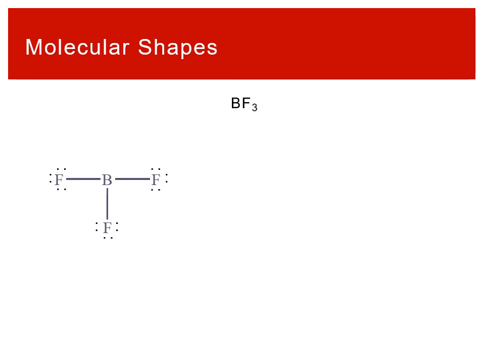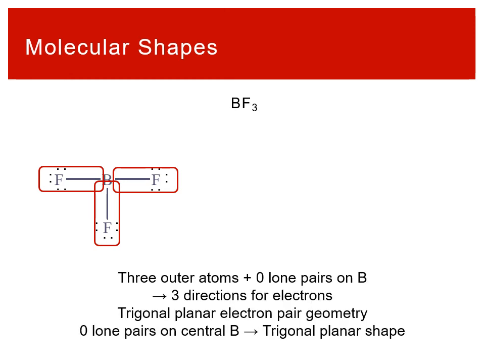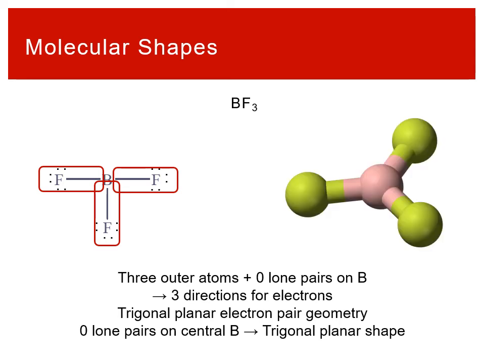Boron trifluoride. That boron only has 6 electrons, expected for boron atoms. But we want to figure out the shape. It's bonded to 3 outer atoms, 0 lone pairs. That's going to be a trigonal planar shape. We know there's 3 directions. They're going to spread out in their 3 directions. Here is the trigonal planar structure for boron trifluoride.